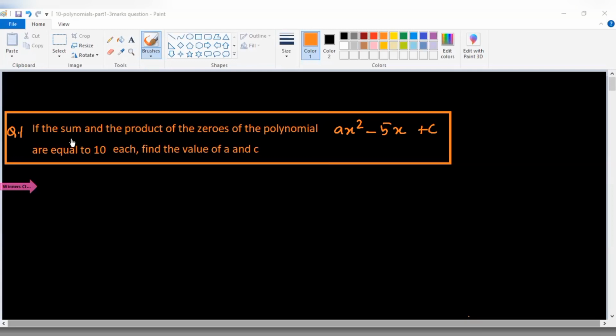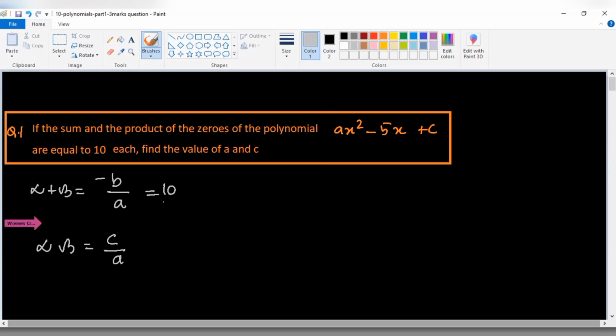First question. If the sum and the product of the zeros of the given polynomial are equal to 10 each, find the value of A and C. Okay, so the sum of the zeros is 10 and the product of the zeros is also 10. We know the sum of zeros, alpha plus beta, is equal to minus B by A, and alpha beta is C by A. Both of these are given as 10.